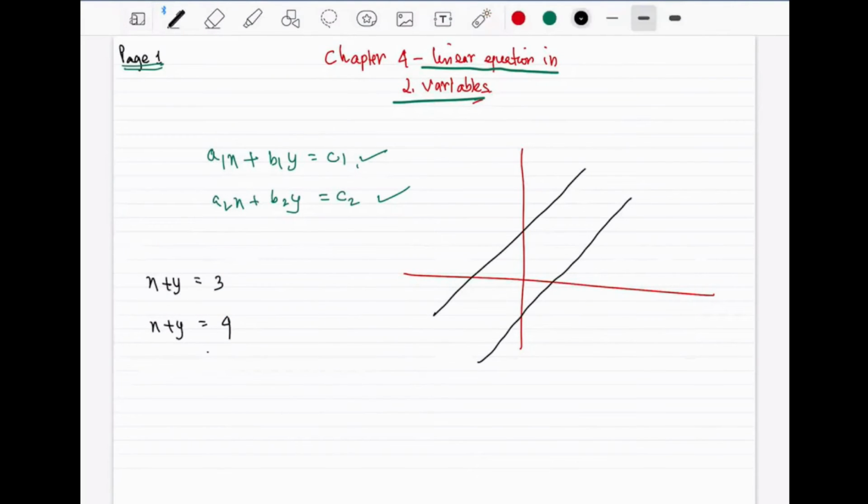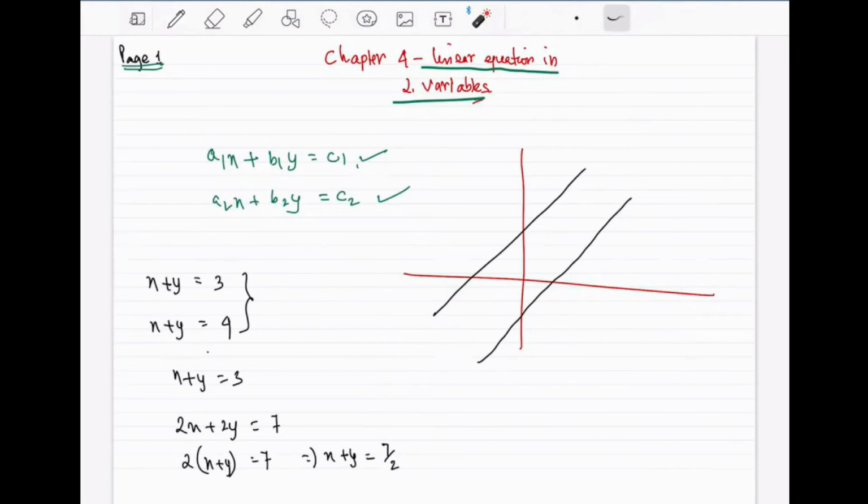Or another: x plus y is equal to 3. I'm giving them as a pair, okay? And 2x plus twice y is equal to 7. This one, we can reduce it a little bit. Take the 2 as common factor, and x plus y will have 7 by 2. From this equation, we have x plus y as 3. From this equation, we have x plus y is equal to 7 by 2. Is it possible that there is a value of x and y whose addition is 3 and also 7 by 2? No, that's not possible.